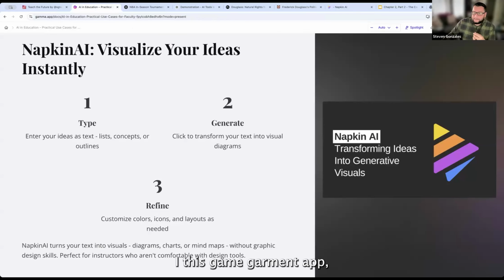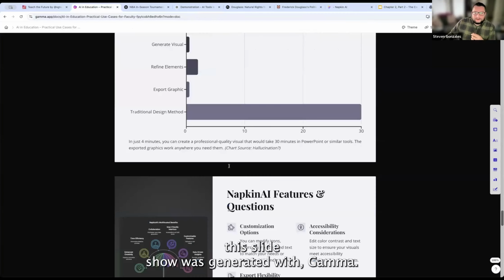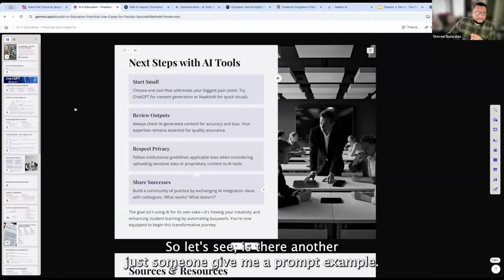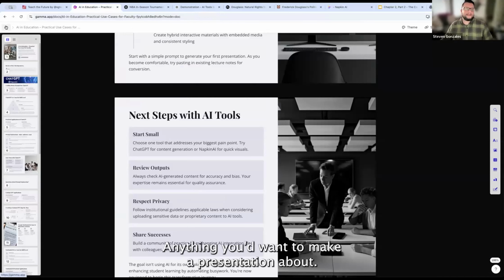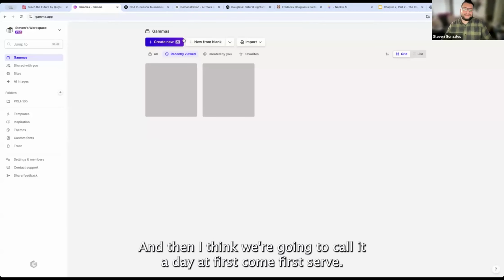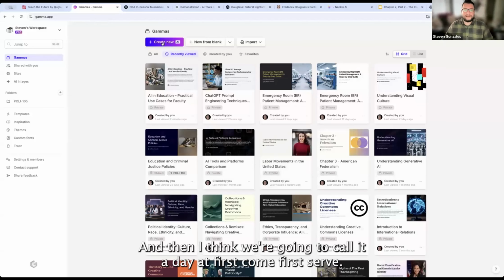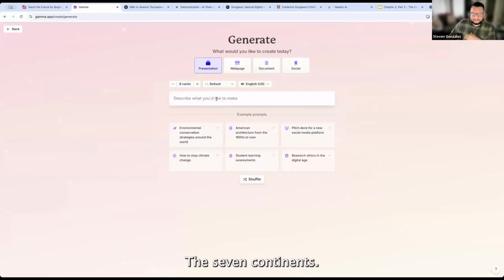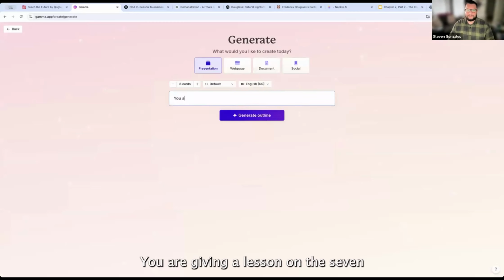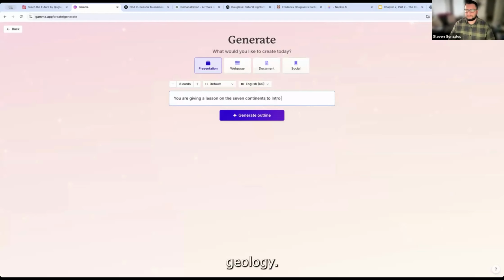This is Gamma.app. This slideshow was generated with Gamma. So let's see, is there another, just someone give me a prompt example? Anything you'd want to make a presentation about. I'm just going to demonstrate this, and then I think we're going to call it a day. First come, first serve. Any new, the 7 continents. You are giving a lesson on the 7 continents to intro geology, or let's say geography, I guess either or, students.